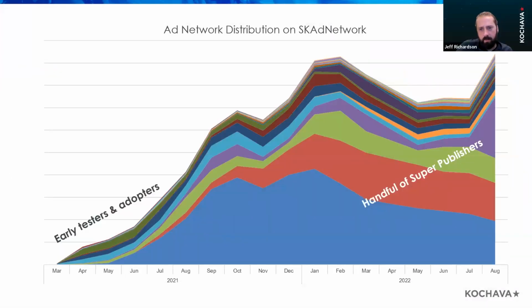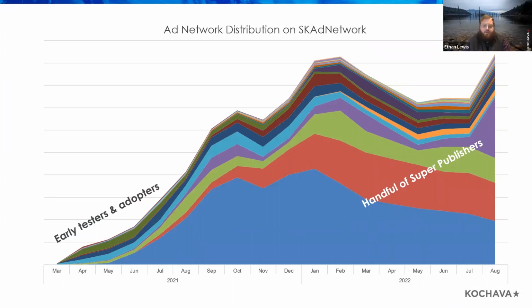And this is the ad network distribution across SKAdNetwork, and I find very noteworthy here, right? The handful of super publishers that make up the majority of the volume. And Ethan, I'll hand it off to you with that. Absolutely. Yeah, it's a really good call out.